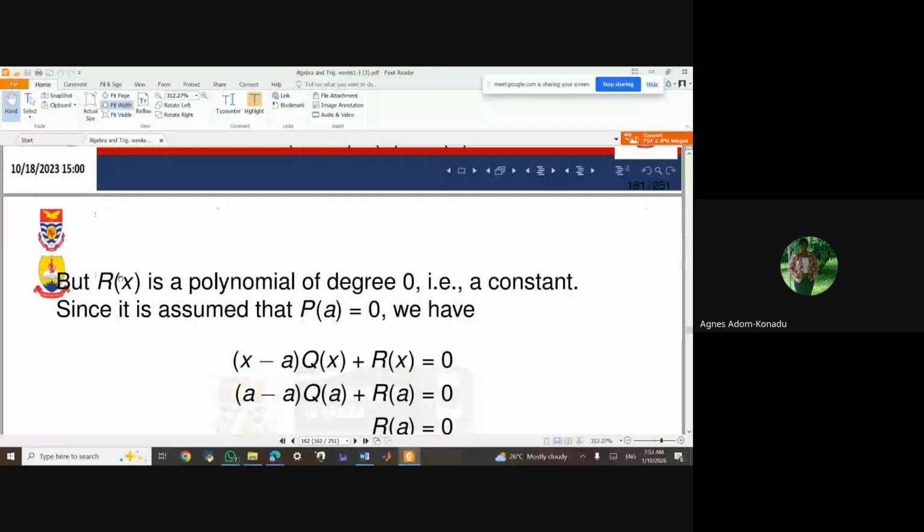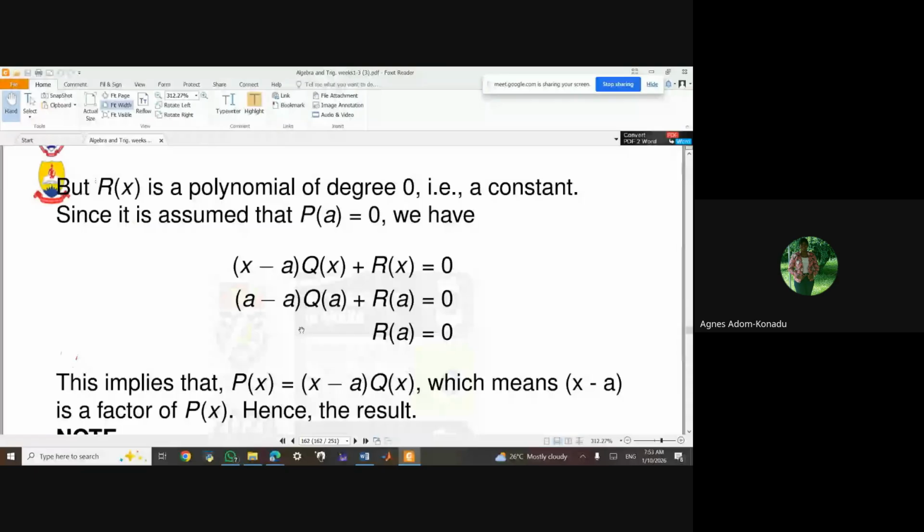But r of x is a polynomial of degree 0, that is a constant. Since it is assumed that p of a equal to 0, so I'm going to write x minus a, q of x plus r of x equal to 0, because I know my p of a equal to 0. Then I know that x equal to a, I have a minus a, q of a plus r of a equal to 0. I know that a minus a is 0, so 0 times q of a will give me 0. And I'll be left with r of a, and r of a will also be equal to 0.